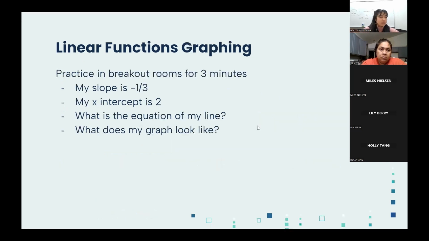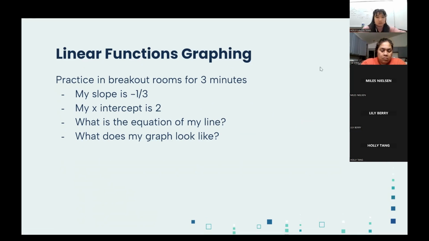So we're going to do a quick breakout room. We have this problem where your slope is equal to -1/3, your x-intercept is equal to 2, and I want you to find the equation of the line, and if you have time, go ahead and graph it. Feel free to take a picture of the screen so that you can have the question in your breakout rooms. I'll give you guys 3 minutes and I'll do 3 rooms. So it's about 3 to 4 people per room.